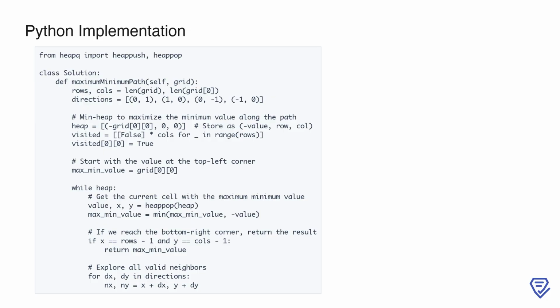Now, we enter a while loop that continues until the heap is empty. At each iteration, we pop the cell with the current maximum-minimum value from the heap. The max_min_value is updated as the minimum of its current value and the value of the cell we just popped. If the current cell is the bottom right corner of the grid, we return max_min_value as the final result.